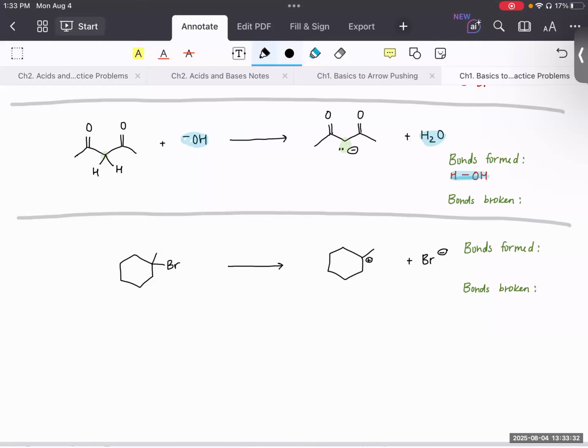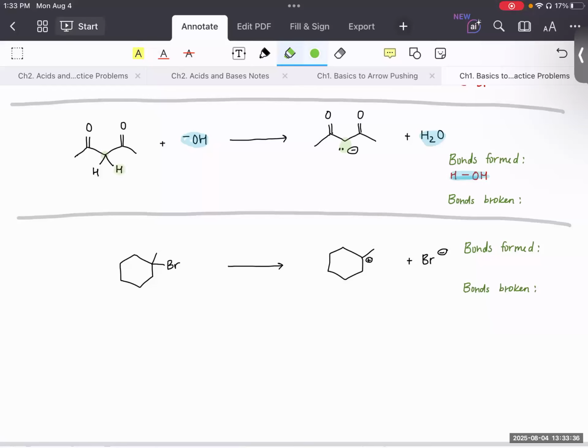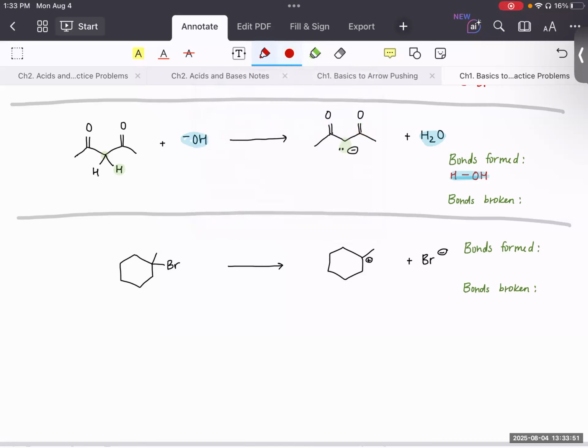So we can draw in those hydrogens. And so one of these hydrogens is one of the ones that ends up in the water molecule. And so when that carbon becomes deprotonated, meaning that that hydrogen is removed, we end up with that negative charge on that carbon. And so the bond that was broken here is going to be that carbon-hydrogen bond that is highlighted in green right here.